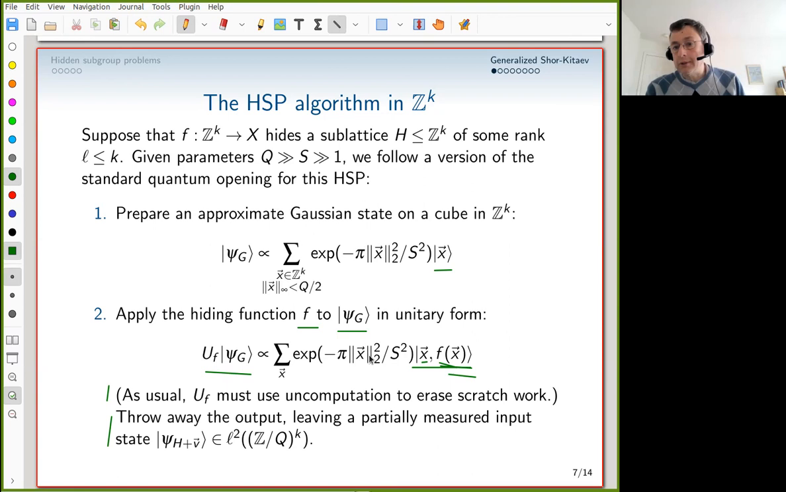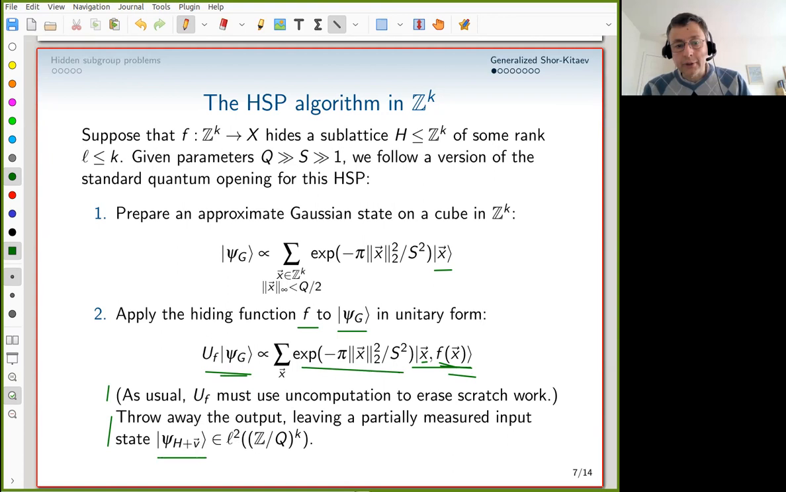Even though you do take a query in quantum superposition, you have not probed the hiding function enough to be able to decipher, in full generality, the target set X or its values. So that gets left alone. Now it's not actually part of the algorithm, but it is convenient for the analysis to go ahead and measure the value of the hiding function. And what you get is a partially measured input instead, and that's what the rest of the algorithm works with.